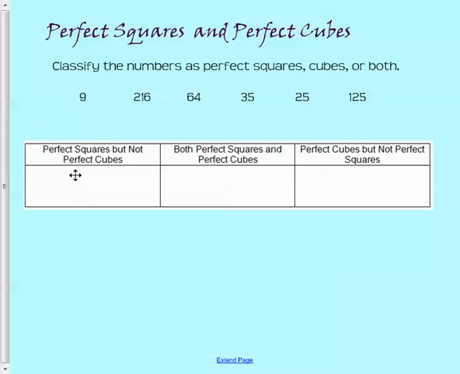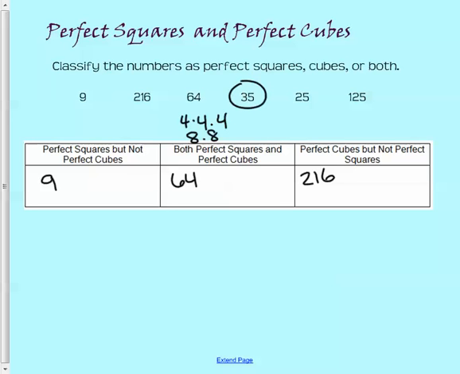Okay, so 9 is a perfect square, but is not a perfect cube. 216 is a perfect cube, but is not a perfect square. 64 is magical and is both, because if you take 4 and you cube it, you get 64. And if you take 8 and you square it, you get 64.